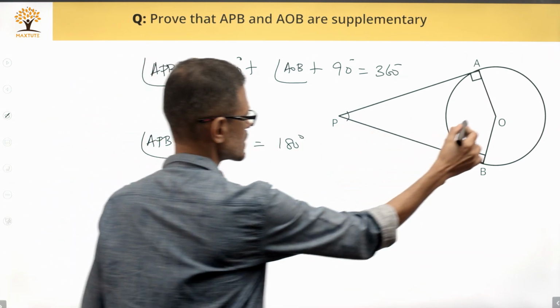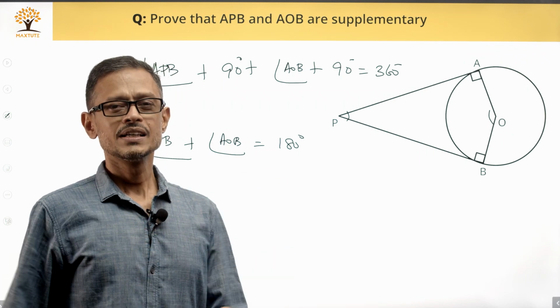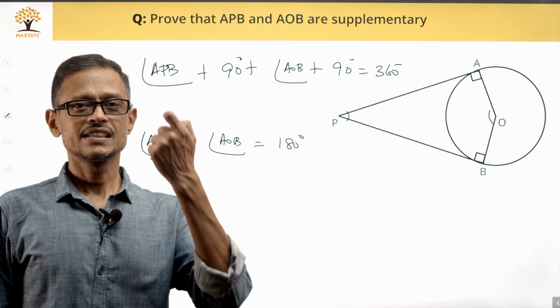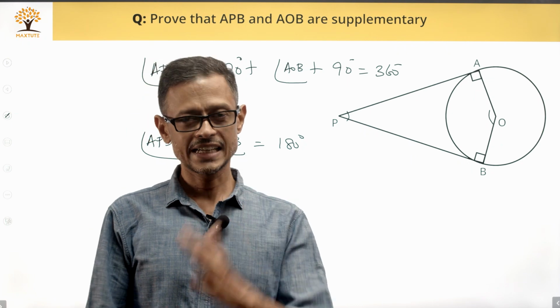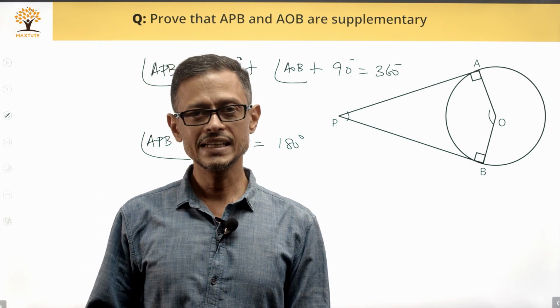If the sum of these two angles is equal to 180 degrees, these two angles are supplementary angles, right? So proved it. The property that we used is basically that the angle between the tangent and the radius is a right angle. Second one, the sum of the interior angles of a quadrilateral is equal to 360 degrees.